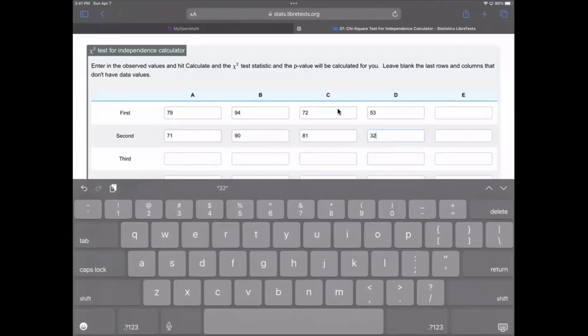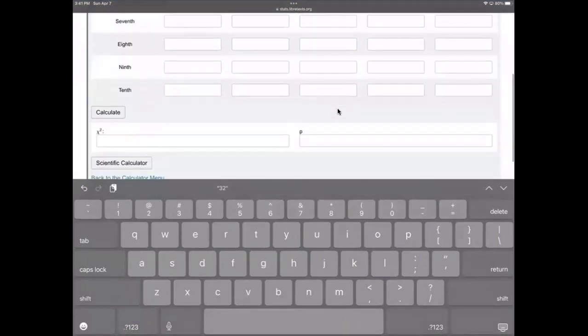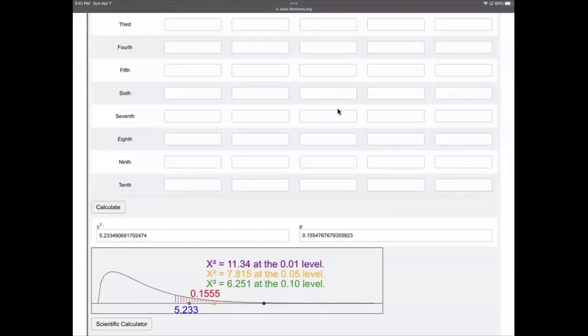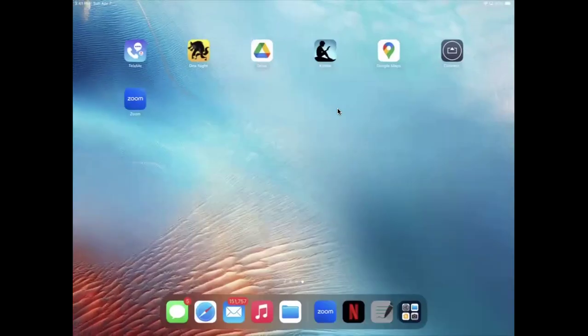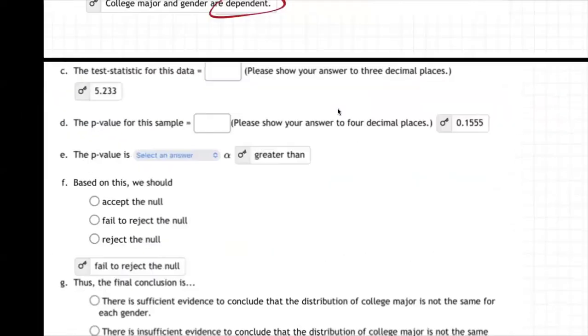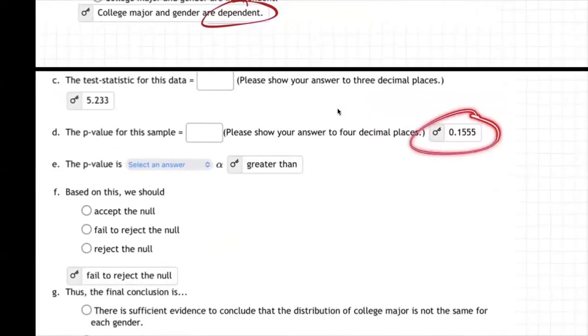There we go. All right. And then just come on down and hit calculate. I just put those numbers in there and hit calculate. There's our chi-squared number. That x squared is called chi-squared. And our p-value, 0.1554, or like I said, round it to 0.1555. Let's go see if it's right. Yeah, beautiful. There's our p-value, 0.1555. There's our chi-squared number. So this is the x squared. It's actually a Greek letter called chi-squared. And there's our p-value. All right, it's time to compare.